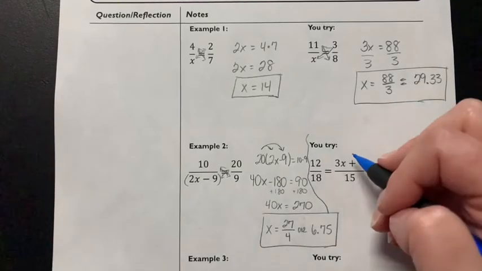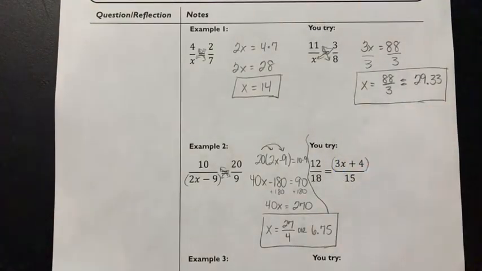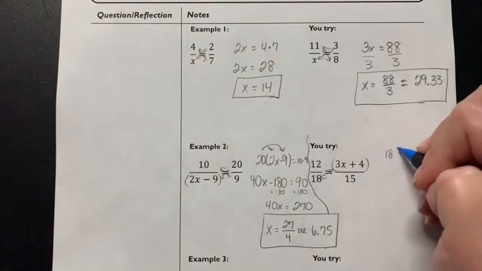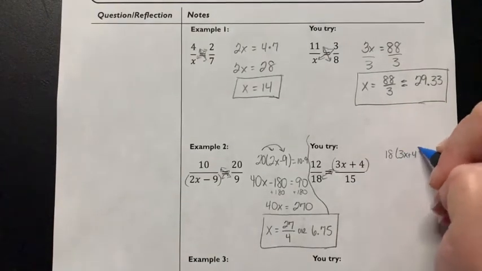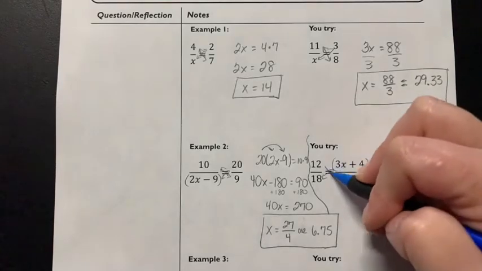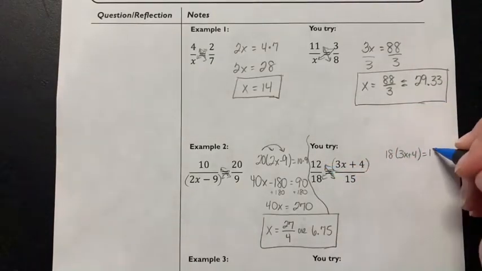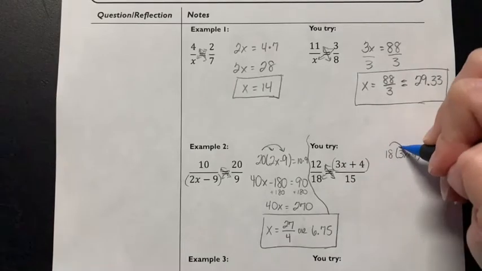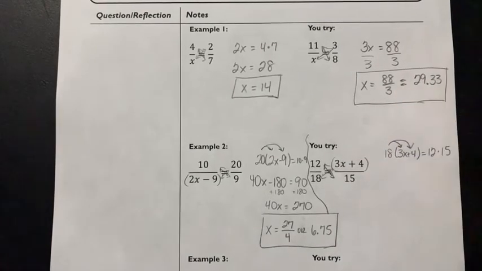Okay, hopefully you had enough time to solve that. I'm going to put parentheses around it as I did before. 18 times (3x plus 4) equals 12 times 15. Then it's just a multi-step algebraic equation.